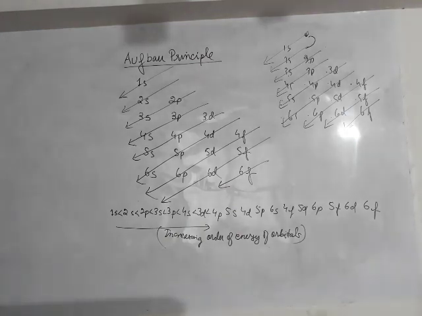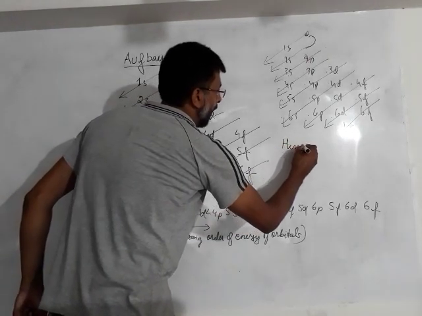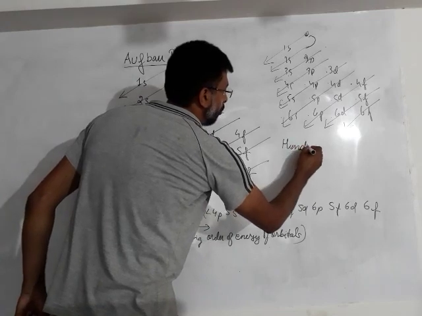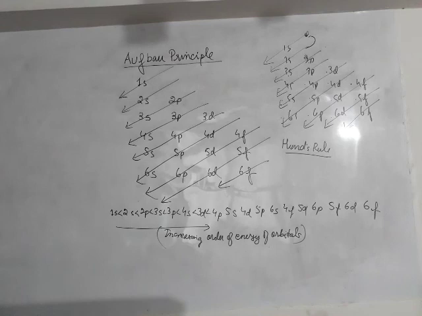Now quickly, just after Aufbau's principle, later on I will be teaching you a rule which is called Hund's rule, H-U-N-D-S, Hund's rule of maximum multiplicity. You will come across this word in the chapter on atomic structure.